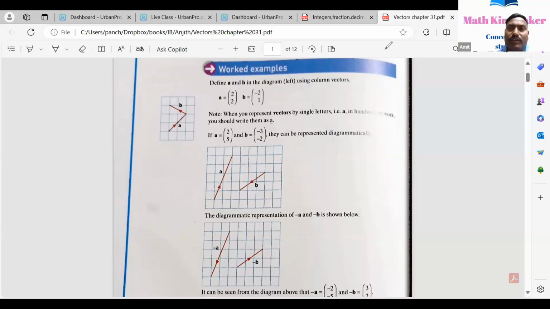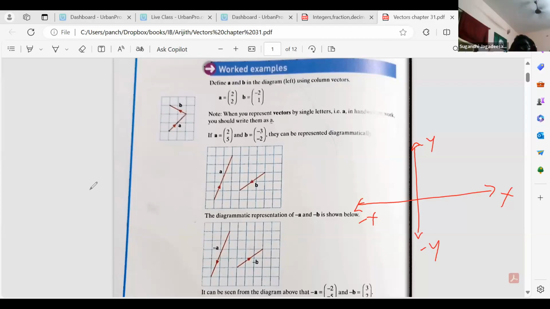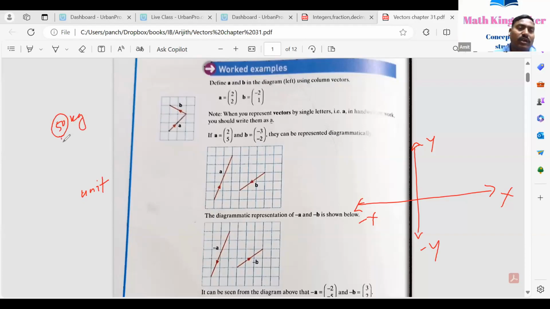See, there are two types of movement. One is in the X direction, one is in the Y direction. It is negative X, it is negative Y. Here you can see this vector A. Vector is basically one kind of notation. For representing a quantity, we need a unit. As your mass is 50 kg, we need that quantity.